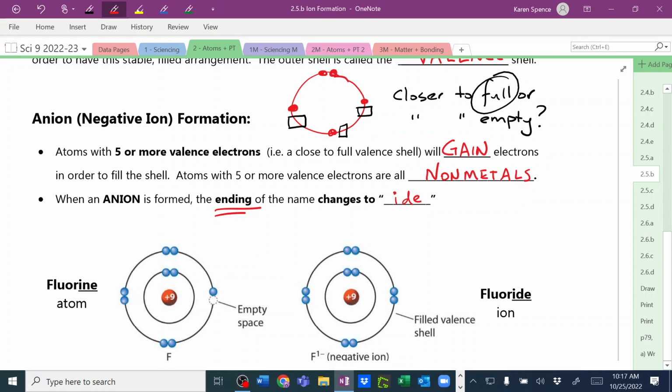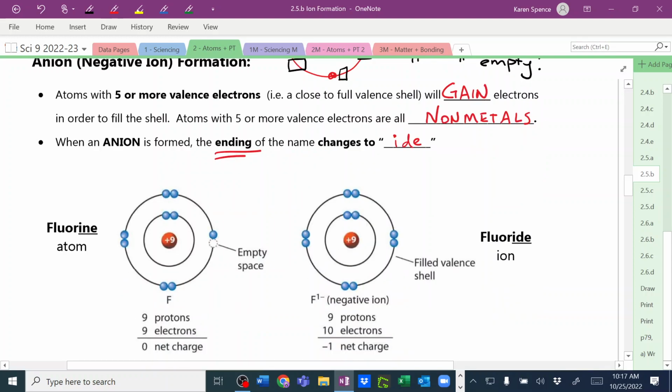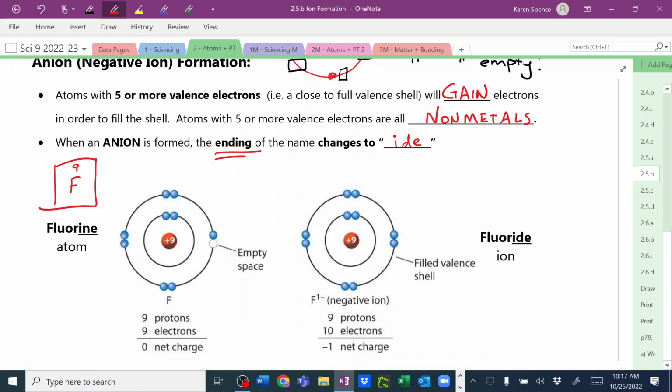Okay, so we have a fluorine atom, and we're going to go right till the end today, but you won't have any homework. How does that sound? Okay? So we have a fluorine atom, and fluorine has an atomic number of 9. So how many protons in fluorine? 9. How many electrons in a fluorine atom? 9, because remember, an atom is, what charge is an atom? Neutral.